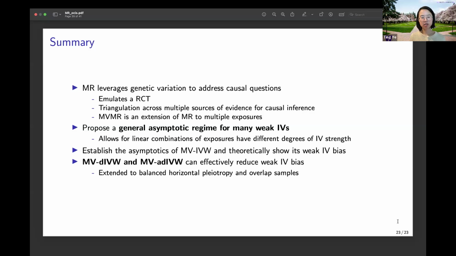And in this work, we propose a general asymptotic regime for many weak IVs. It allows linear combinations of exposures to have different degrees of IV strength, a feature that hasn't been studied in MVMR before. And we established the asymptotics of MV-IVW and theoretically show its weak IV bias. And we propose 2 estimators, dIVW and adIVW. And adIVW has a nice adjustment that effectively improves dIVW and can reduce the weak IV bias. And this is extended to balanced horizontal pleiotropy and overlapping sample situations.